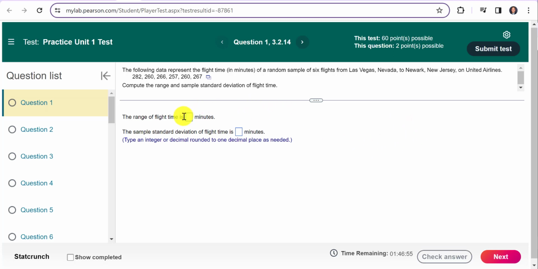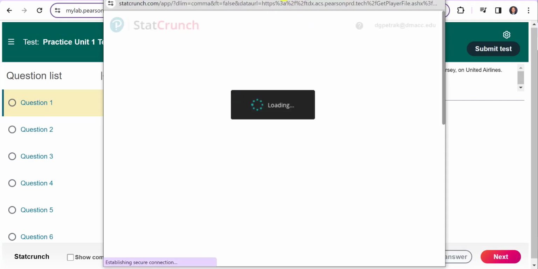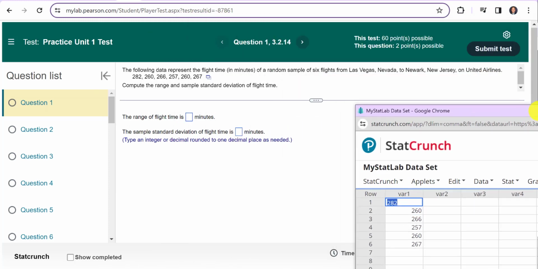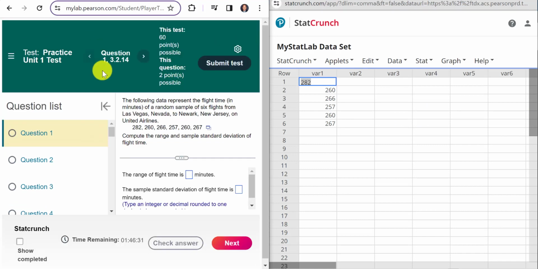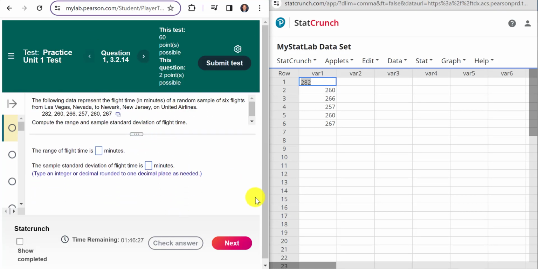But anyway, in question 1, we've got 6 flights from Las Vegas to Newark. I compute the range and sample standard deviation of flight time. So you just open this in StatCrunch and just do some summary stats on it. It should give us everything we need. And if you want, you can split screen StatCrunch like that, so that's maybe a way you can take the exam to keep StatCrunch open.